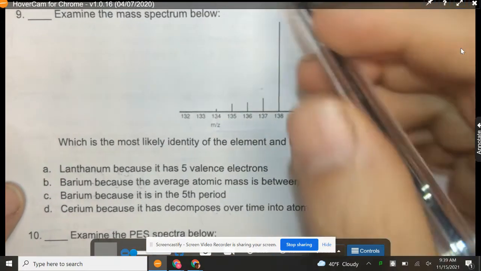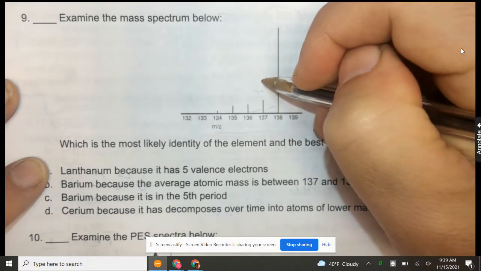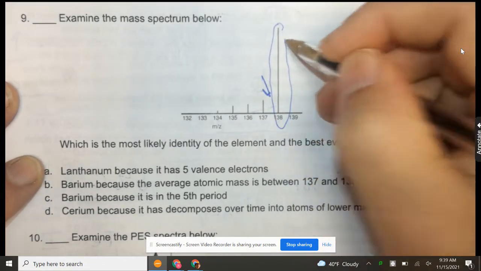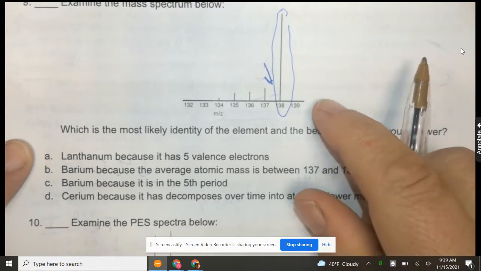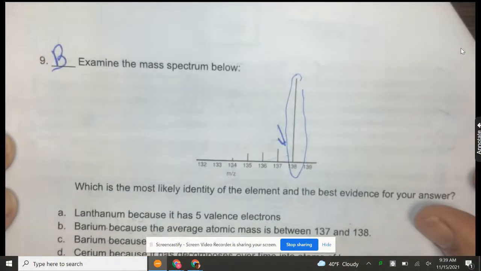So what are we looking at here? We've got, looks like 5 different isotopes, but the average is going to be closer to here because this is the one that has the highest abundance. So if you look at the chart, the element that has a mass between 137 and 138 is barium. So that's letter B.